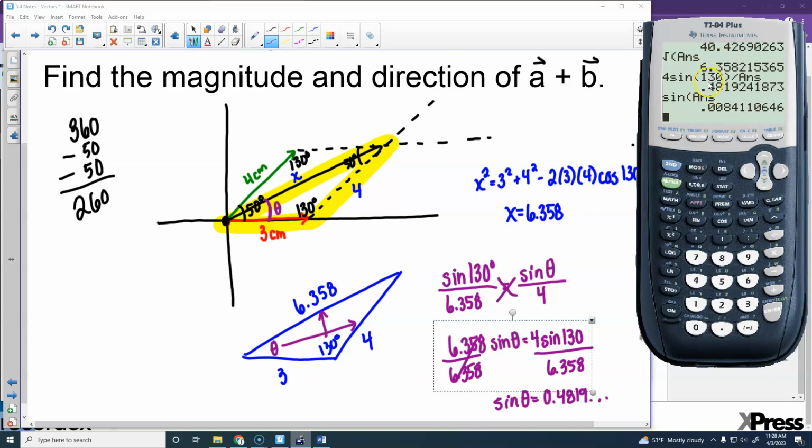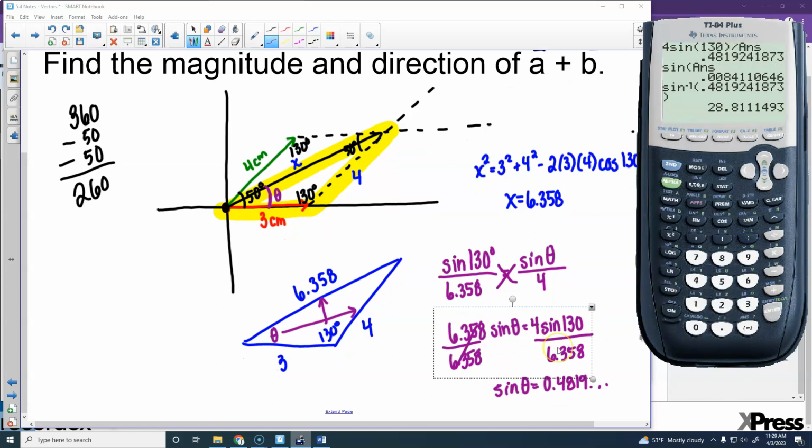I did sine. I did not do sine inverse. It's possible that the angle could be 0.008 degrees, but it seems unlikely that that would happen right there, right? I did sine instead of sine inverse. So sine inverse of, I'm going to type it in, 0.819241873. Okay, let's try that. Okay, that looks more reasonable, right?